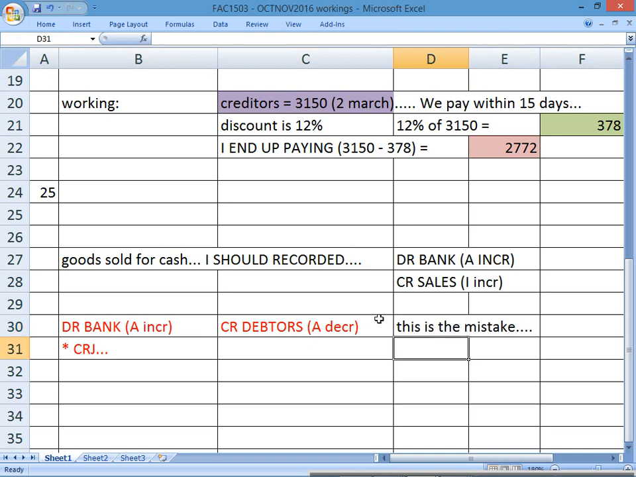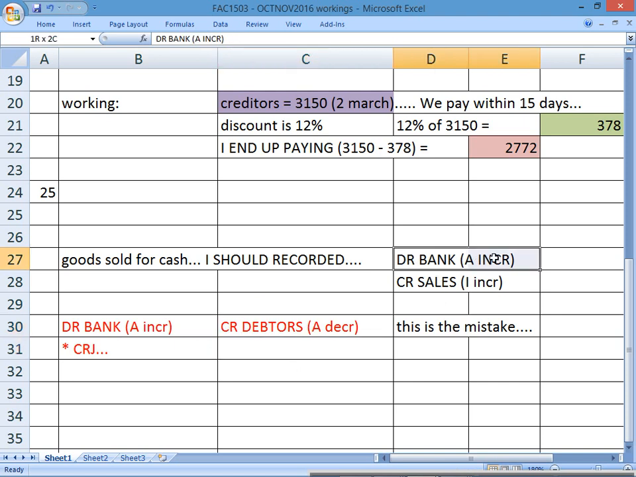This is the mistake. They incorrectly posted this to the debtors column, and this was in the cash receipts journal. So bank would have gone up, debtors would have been affected. I shouldn't have done that. What should I have done?